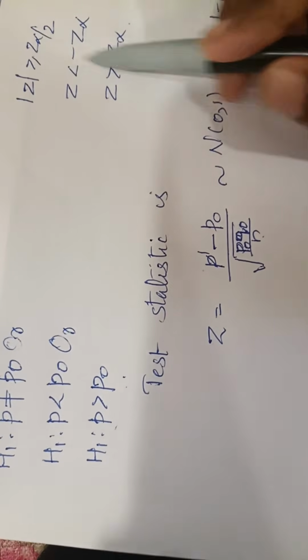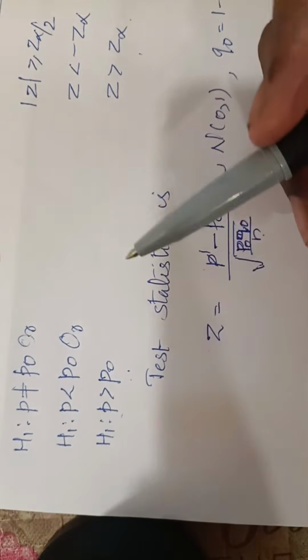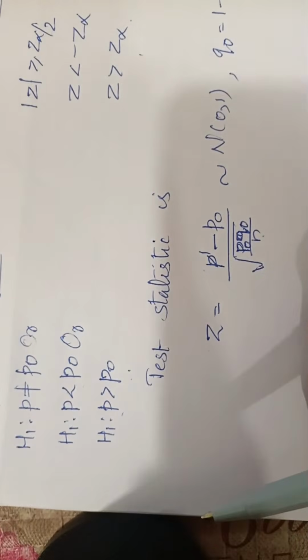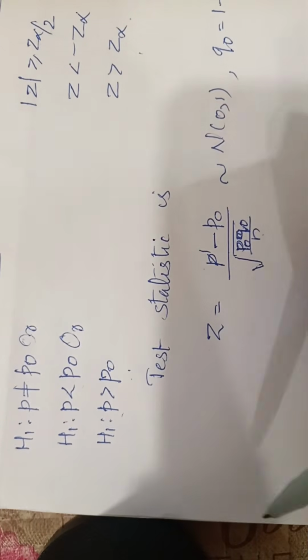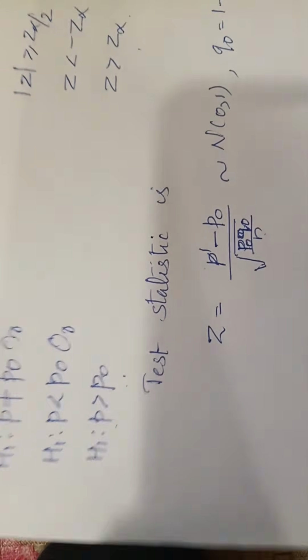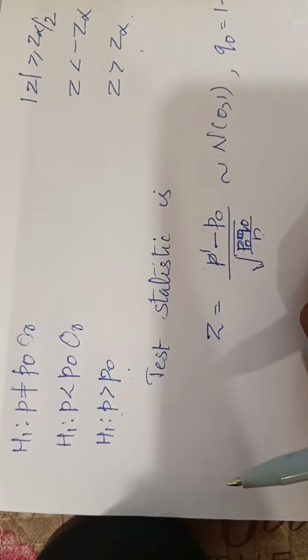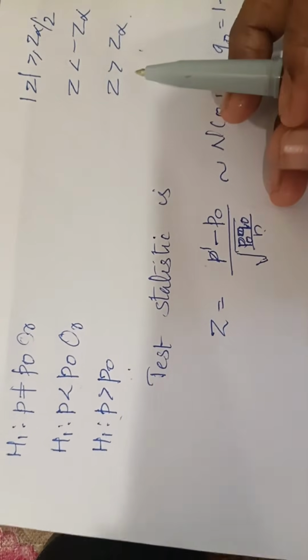After finding the value of Z, we have to find the value of Z alpha or Z alpha by 2 from the tables, or you can use the value of Z alpha or Z alpha by 2 corresponding to 1%, 5% or 2% level of significance, which was given in the previous videos. The level of significance coming in the examination is only 1%, 2% or 5%. So if you memorize those values, you can use them for Z alpha and Z alpha by 2.